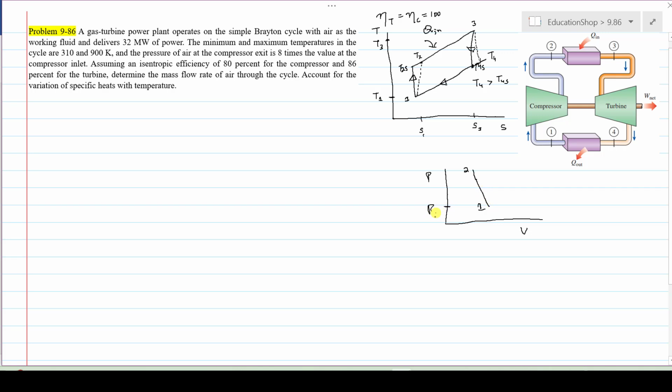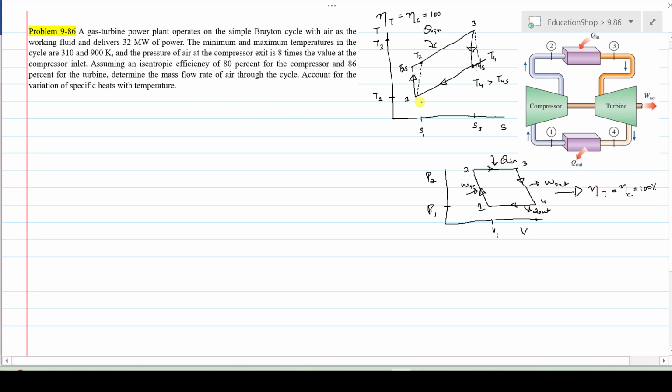Pressure increases from P1 to P2, then a constant pressure heat addition process. Here it is, that is 2 to 3. Then 3 to 4 is isentropic expansion in the turbine, that will give you the work output. Here you provide the work input in order to run the compressor, and then 4 to 1 is a constant pressure heat rejection process, Q out. Here the volume is V4, here the volume is V1. This is the ideal P-V diagram of the Brayton cycle when the efficiency of the turbine and compressor is 100%.